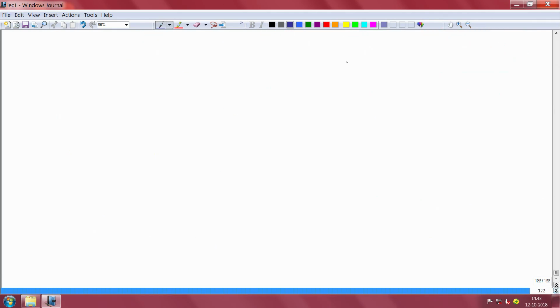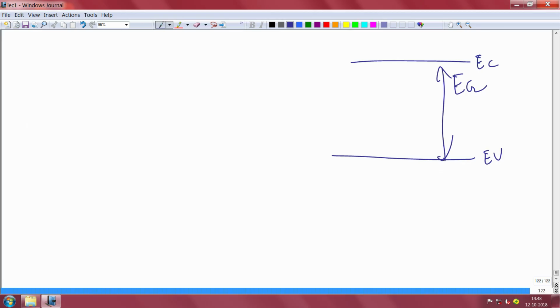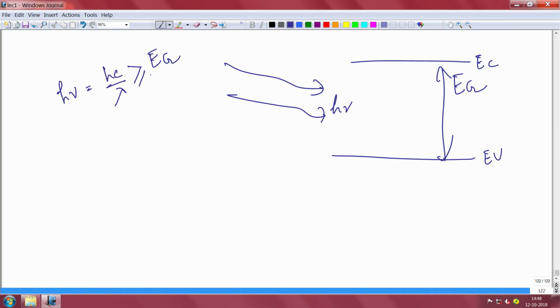So, suppose I have a semiconductor, and the band gap is Eg. The energy of the light for it to get absorbed, h nu, which is equal to h c by lambda, has to be at least greater than or equal to Eg. If it is less than the band gap, then it will pass through, it will not get absorbed. It has to be at least the band gap energy or more than the band gap energy.